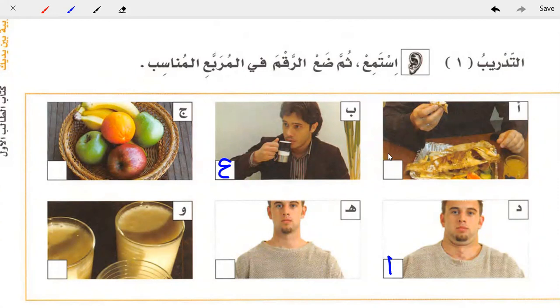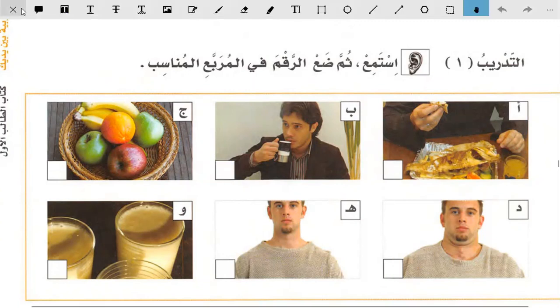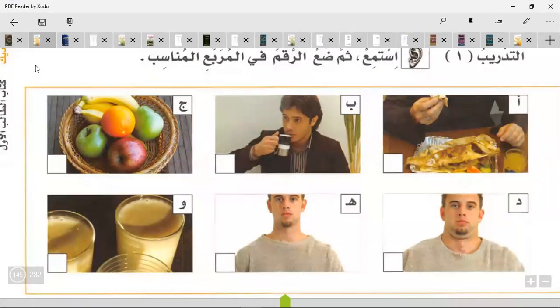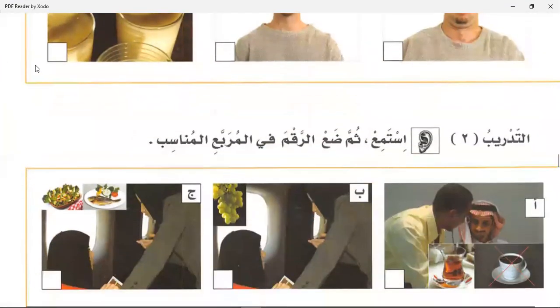Then al-halibu al-maida. You will write six on this one. Anybody any question? No question, so we'll proceed.